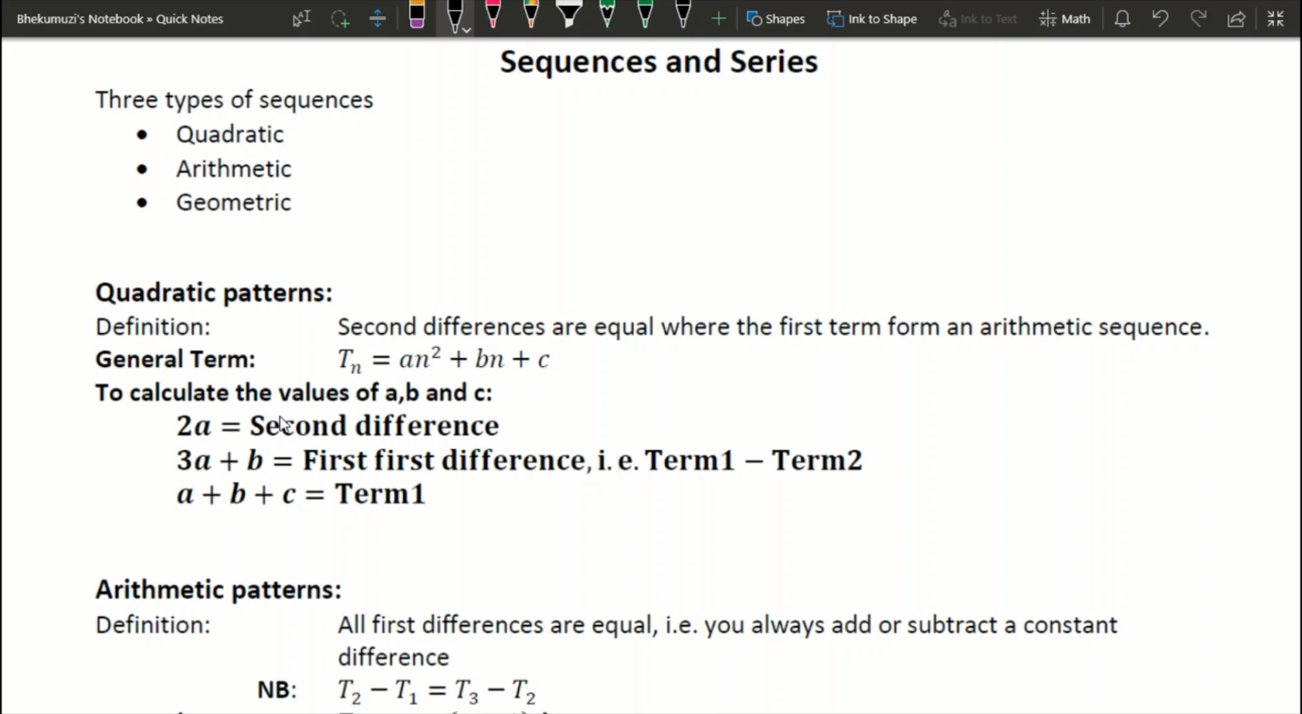Then to calculate the values of a, b, and c, which is always going to be the general question that will be asked, you first need to say 2a is equal to the second difference, 3a + b is equal to the first difference, and a + b + c is equal to the first term. Now, notice something here. They just said here, term 1 minus term 2.